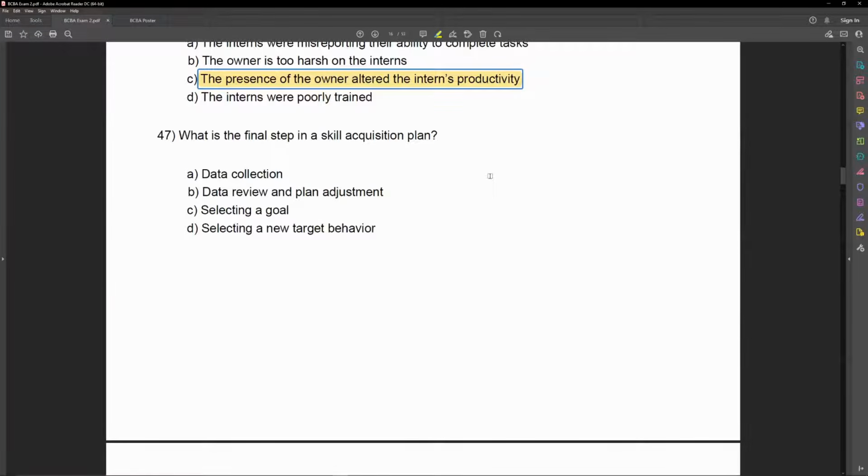Why is selecting a goal not our final step? Well, that goal, or even D, a new target behavior, is going to lead to what? It's going to lead to picking measurement. It's going to lead to actually collecting baseline, actually collecting data. So that occurs well before the final step in our plan. The final thing we need to do in this plan is review and analyze our data and then make any necessary adjustments, if needed, to the plan.